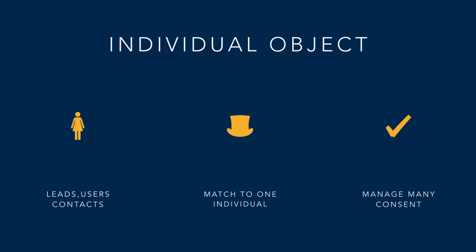Let's now talk about the individual object. Of the 17 objects, this is perhaps the most important object and central to Salesforce's strategy for data privacy and consent management. Think of the individual object as the representation of a natural person, or as GDPR calls it, a data subject. The individual object serves as the top level object for leads, users, contacts, person accounts, etc. What that means is that you can have the same person twice, once maybe as a lead and once as a contact, but you would only have one individual object record for that person.